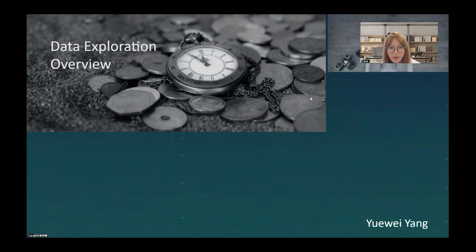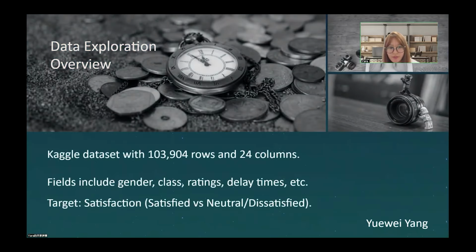The data comes from Kaggle and includes 130,094 records across 24 columns. It contains demographic fields, for example gender, class, loyalty status, service ratings, for example boarding, Wi-Fi, seat cleanliness, and delay times. The target variable is satisfaction, categorized as satisfied or neutral or dissatisfied.